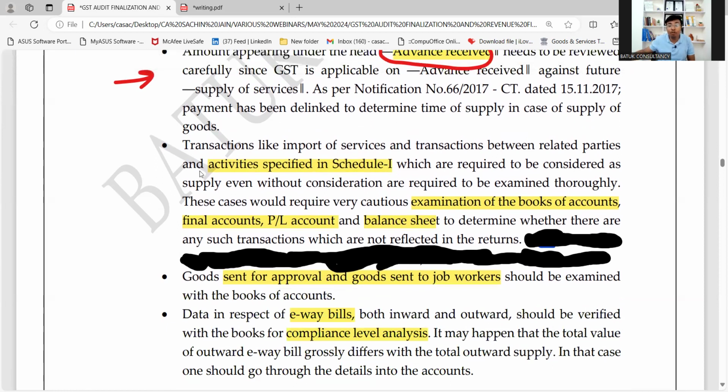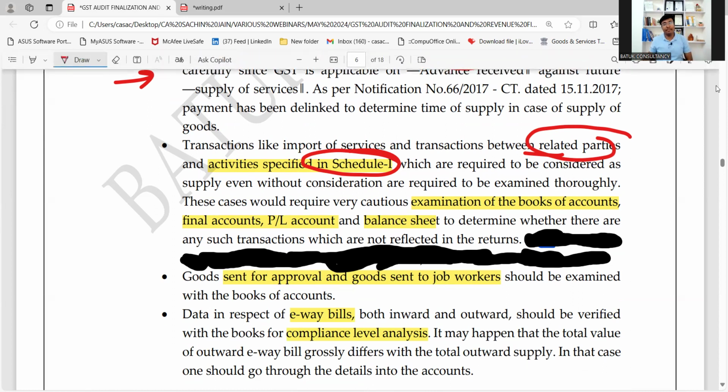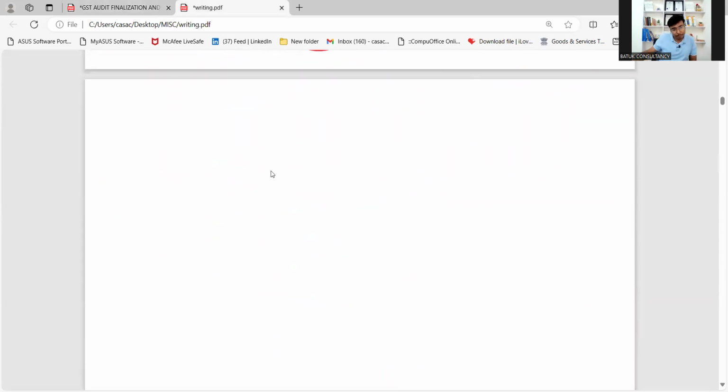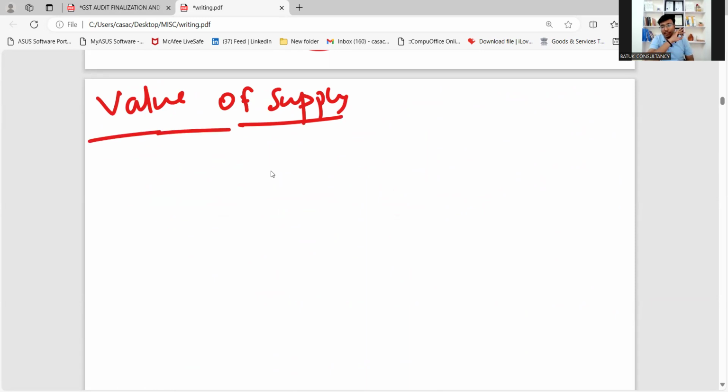Transactions like import of services, transactions between related parties, that is Schedule number 1. In that case, you have to check that proper value is there or not. Okay. Just now I said the most important things, that is time of supply, value of supply, place of supply. Okay. Now I am going to share with you one example, and with that I am going to explain to you the importance of value of supply.